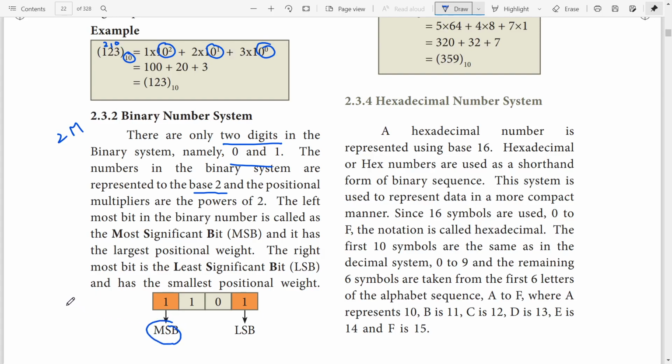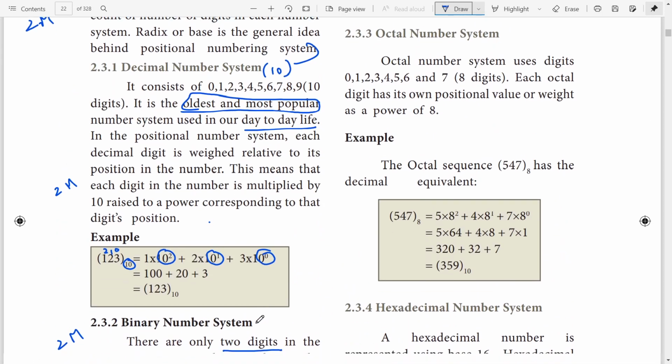This one is the left side, and this one is the right side. The leftmost is called the most significant bit, and it has the largest potential weight. The rightmost is called the least significant bit and has the smallest potential weight.